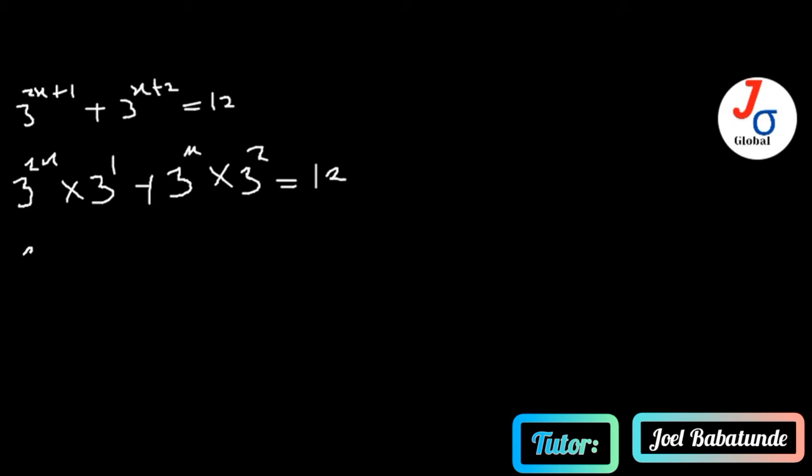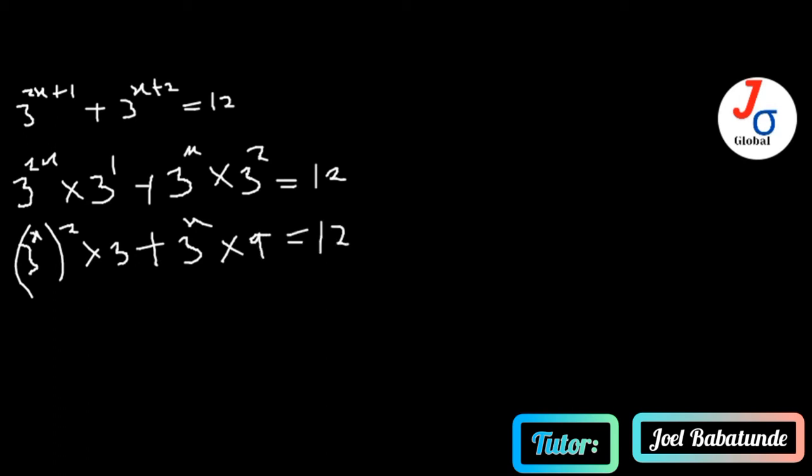Then I see 3. I could write this as 3. I see 3 to the power x here, so I could write this as 3 to the power x squared. 3 multiplied by 3 is like 3 raised to the power 1 is 3, multiplied by 3 to the power x, plus 3 to the power x multiplied by 3 squared is 9. And that's equals to 12.